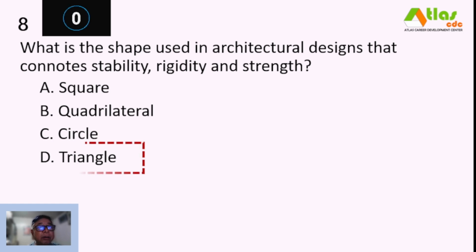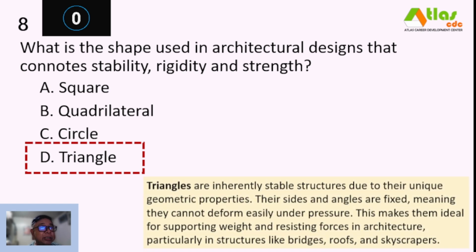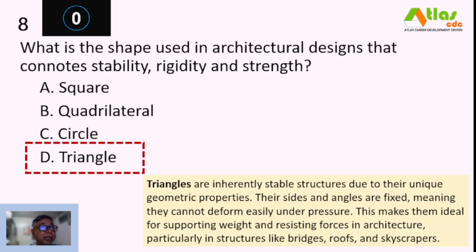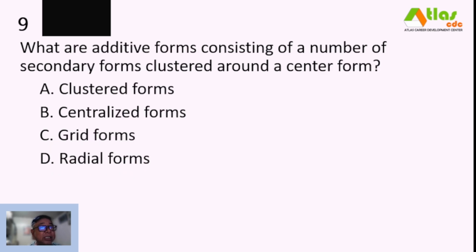And our correct answer is letter D, triangle. So triangles are inherently stable structures due to their unique geometric properties. Their size and angles are fixed, meaning they cannot deform easily under pressure. This makes them ideal for supporting weight and resisting forces in architecture, particularly structures like bridges, roofs, and skyscrapers.